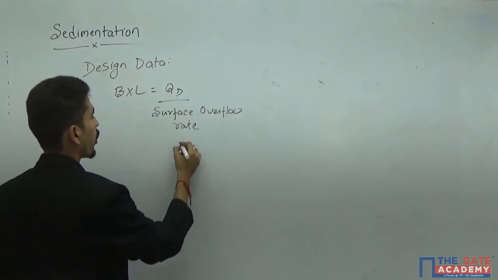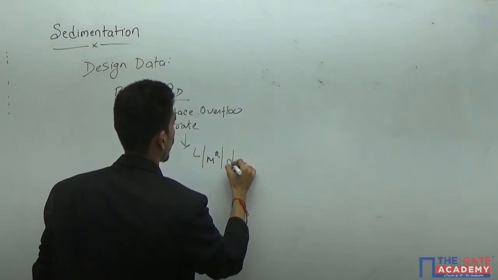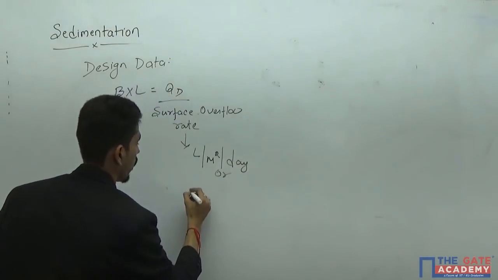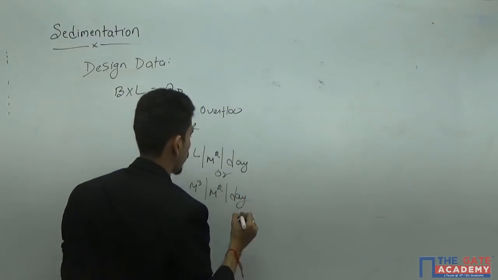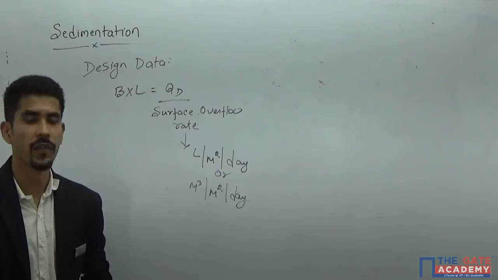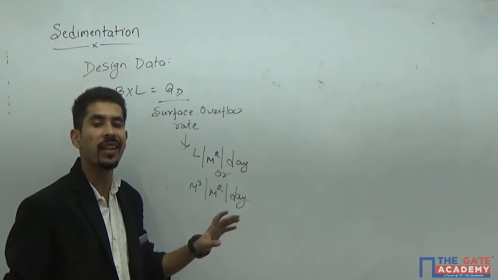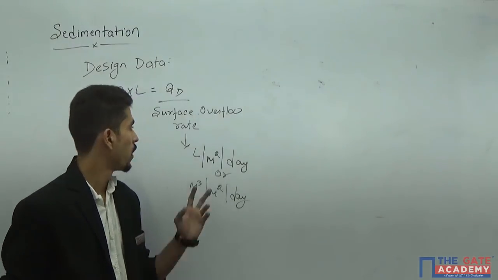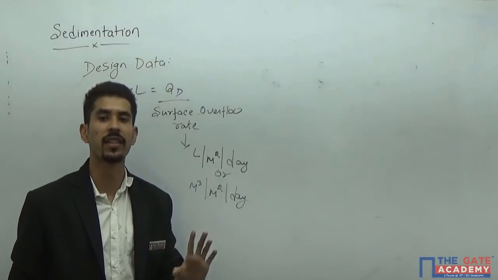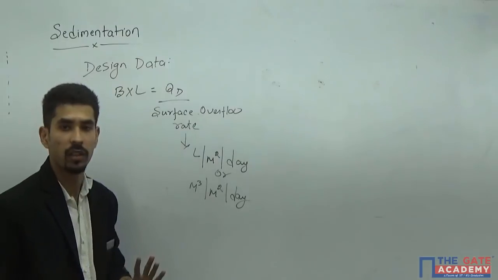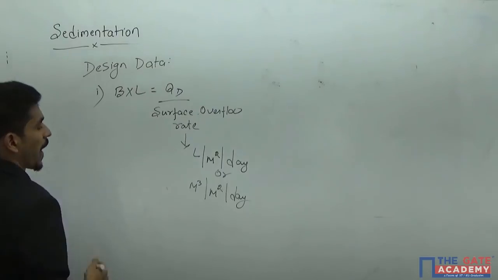This surface overflow rate can be in liters per meter square per day or meter cubes per meter square per day. If you see the units for surface overflow rate, it is meter cubes per meter square per day. It is nothing but the units of velocity. Surface overflow rate is nothing but the settling velocity of your design concerned size of particle. So this is the units. This is plan area.